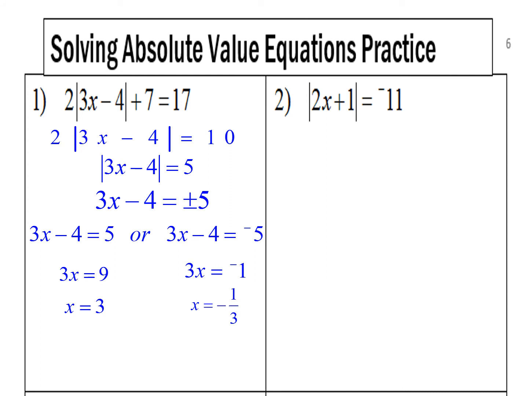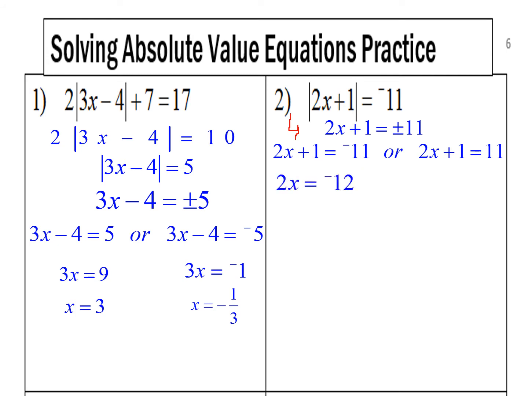Number 2, we already have the absolute value by itself, so we go straight in and we set it up. 2x plus 1 looks just like the original. And then we have the opposite of the other side. So it's 2x plus 1 is equal to negative 11. Subtract 1 on each side. 2x is equal to negative 12. Divide by 2. x is equal to negative 6.